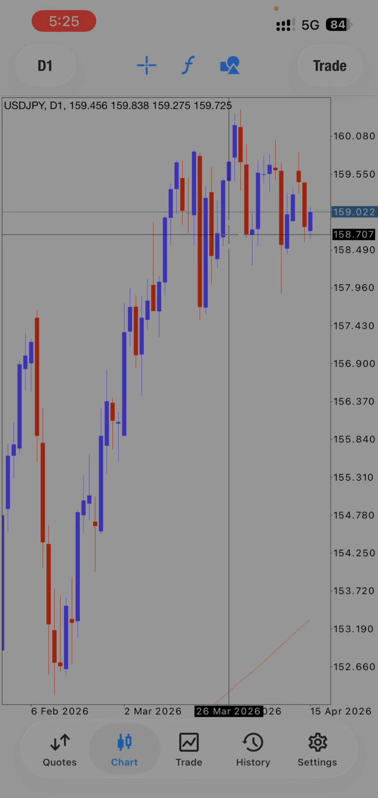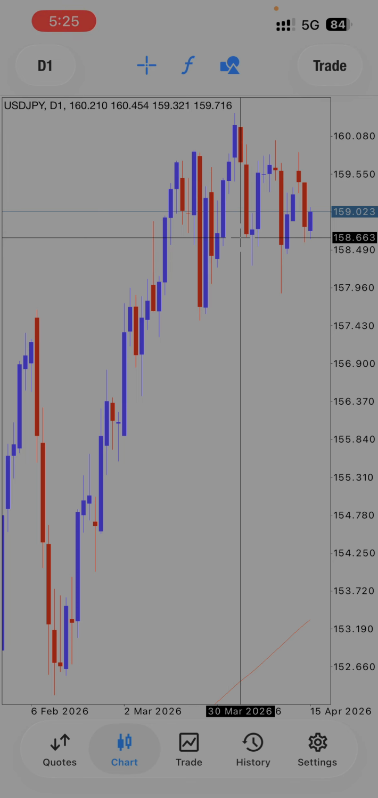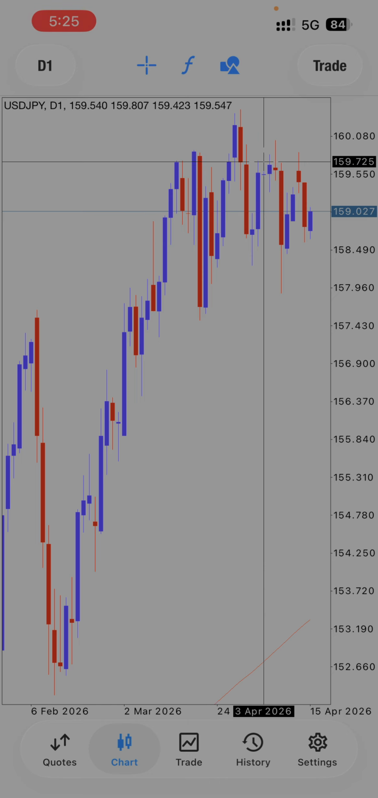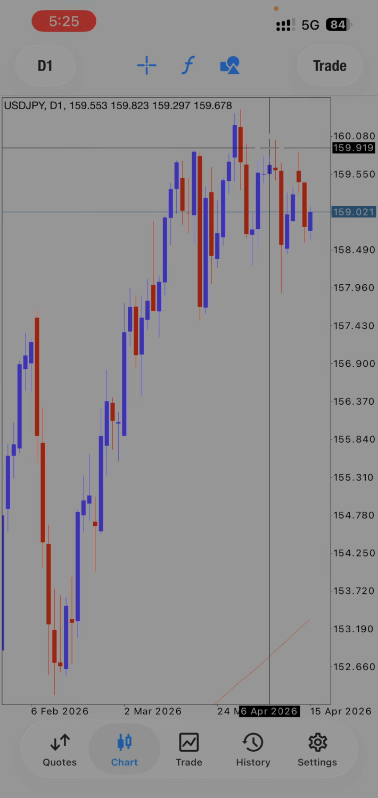Right now it's going to the upside, and according to the price action, we may take a buy entry targeting something around 159.70 to the 160 area. So that's all in short on USD JPY, Euro USD and GBP USD.